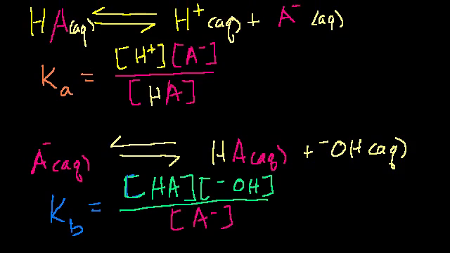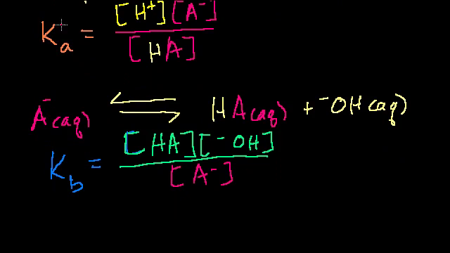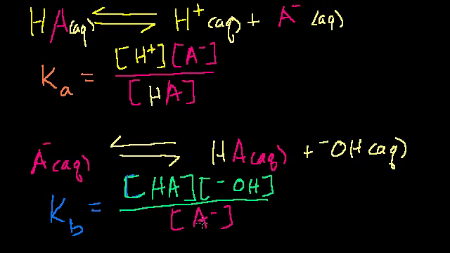So with that said, let's see if we can find a relationship between Ka and Kb. So let's divide. Let's see, what do we have here? We have an A minus on both sides of this. So maybe we have H over OH over A minus. Let's see, if we divide both, let's solve for A minus.